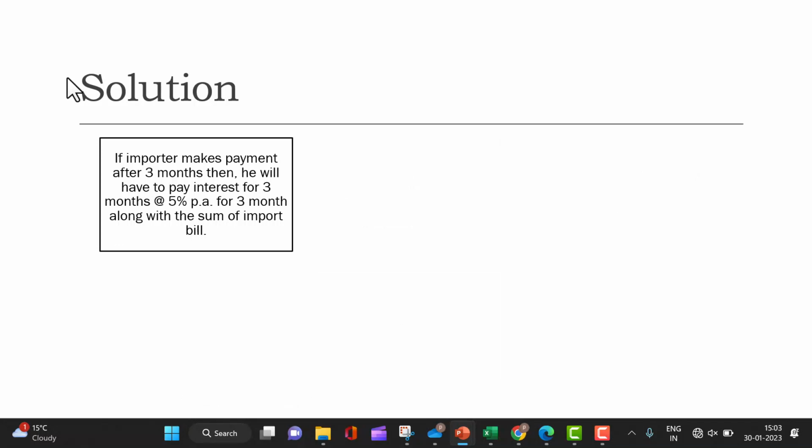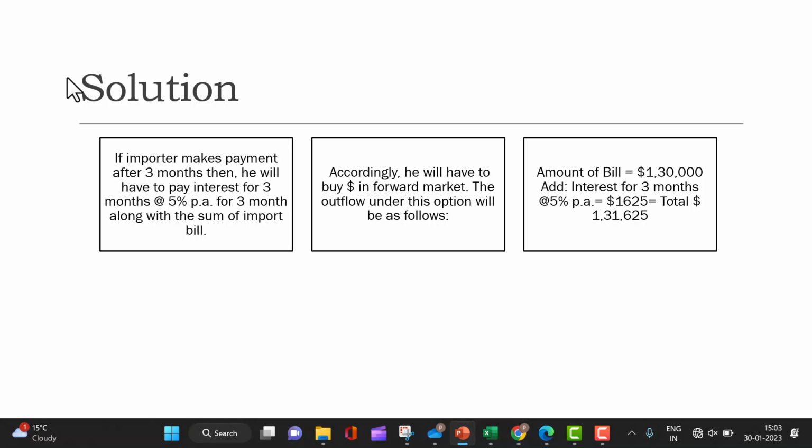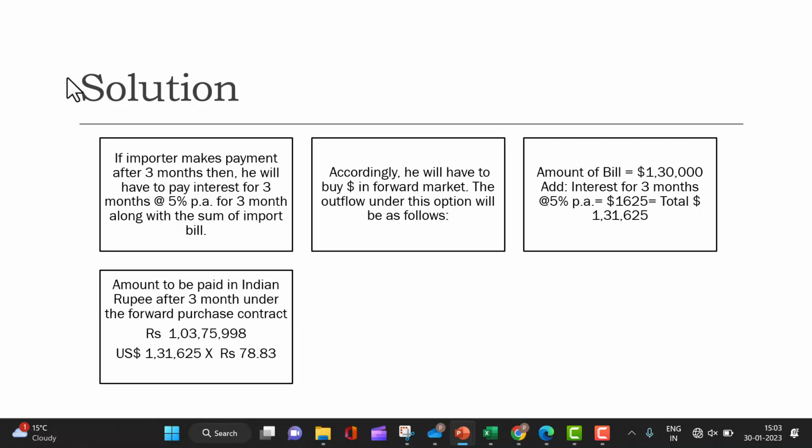If the importer makes the payment after 3 months, then he will have to pay interest for 3 months at the rate of 5%. Which will be like this: 130,000 at interest for 3 months. So he has to pay $1,625 as interest, 5% on 130,000 annually, divided by 12 into 3. You will get this amount. $1,625 is the interest amount. Simple. So the amount to pay in Indian rupees after 3 months will be 131,625 into 78.36, the forward rate.